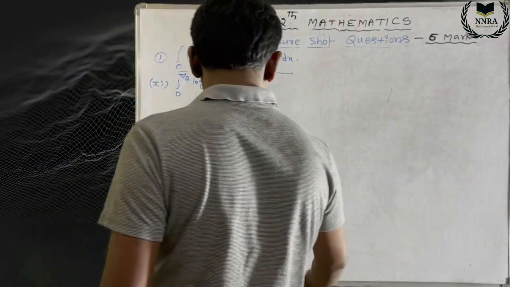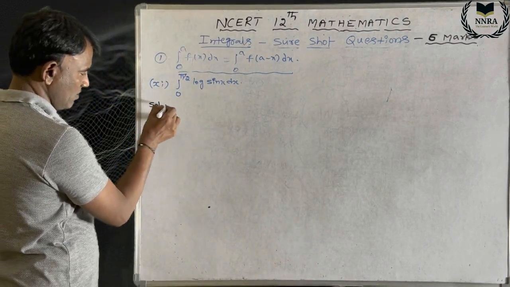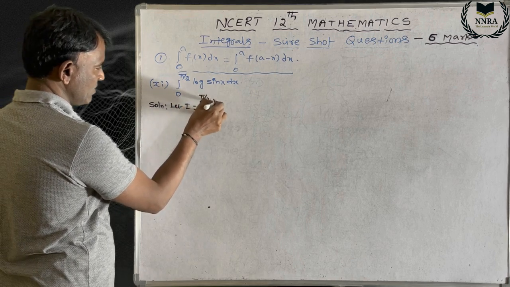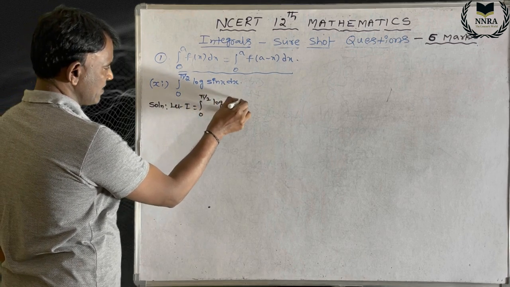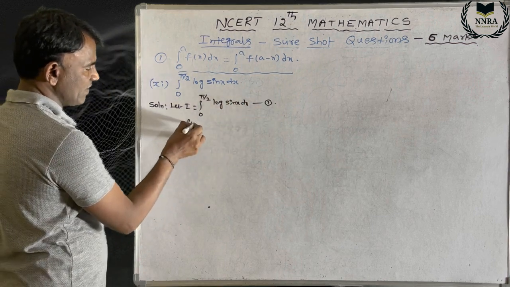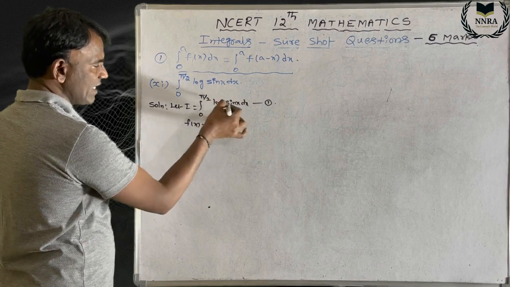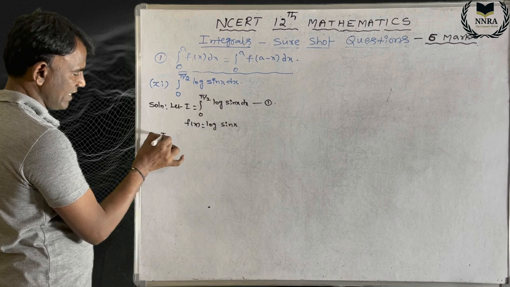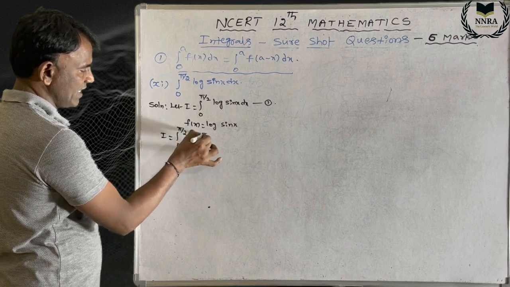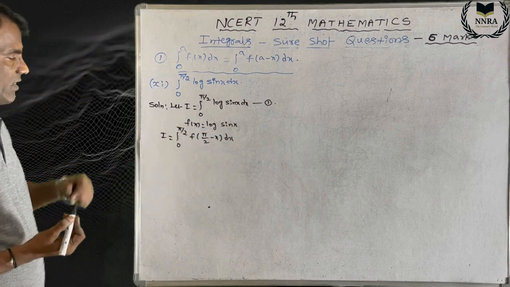Now this is the 11th question. So this is also the same model. So let I equal to integral 0 to pi by 2 log of sin x dx, equation number 1. And what is the value of f of x here? That is log of sin x. So if you want a bracket, you can use that bracket, otherwise not required. Now we write one more I value, na? That is f of a minus x into dx, where a equals pi by 2.